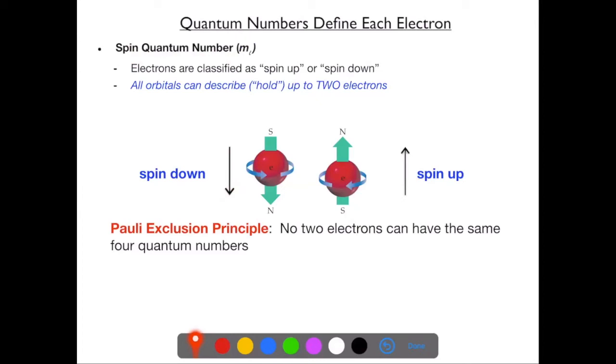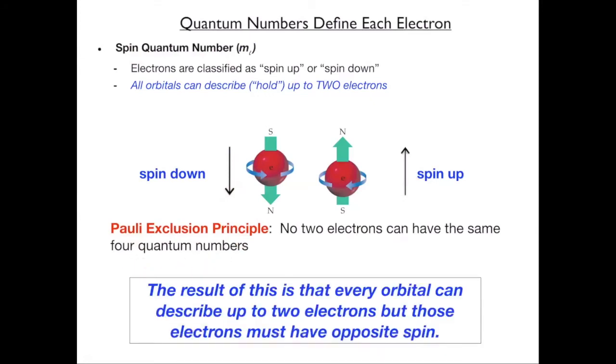And what comes about from this is what's known as the Pauli exclusion principle, and that says no 2 electrons can have the same 4 quantum numbers. Another way of saying that same sentence is that every time we have an orbital, that orbital can hold 2 electrons, and the electrons have to have opposite spin. So one spins up, one spins down. So no orbital can have more than 2 electrons.